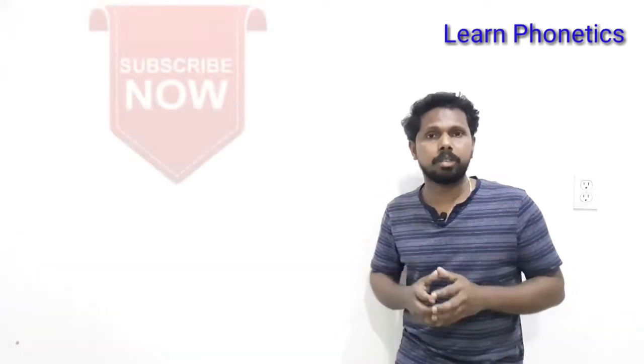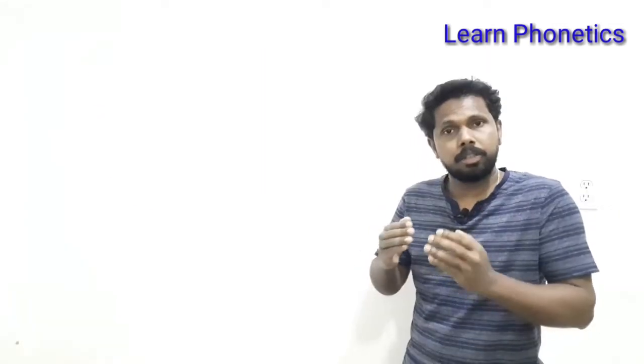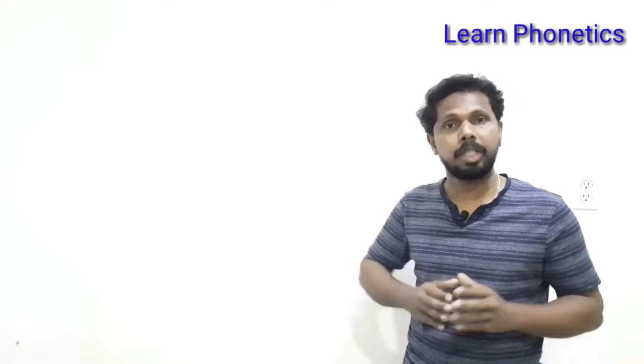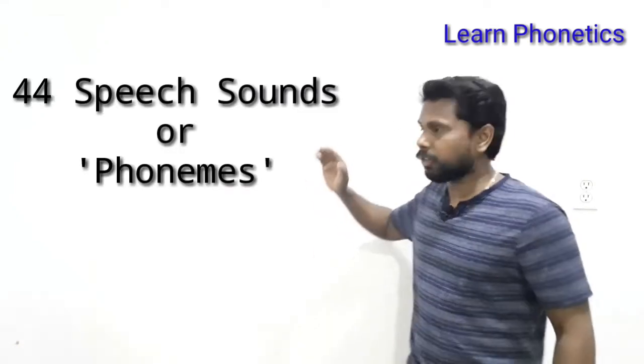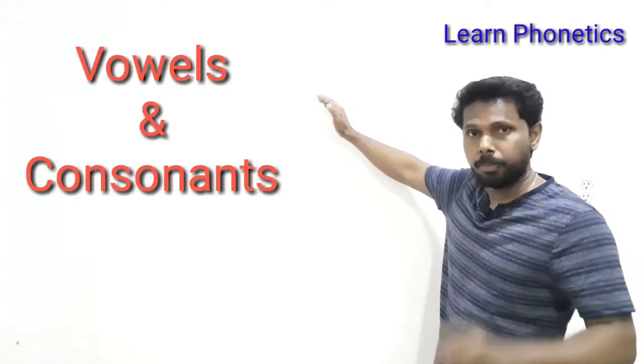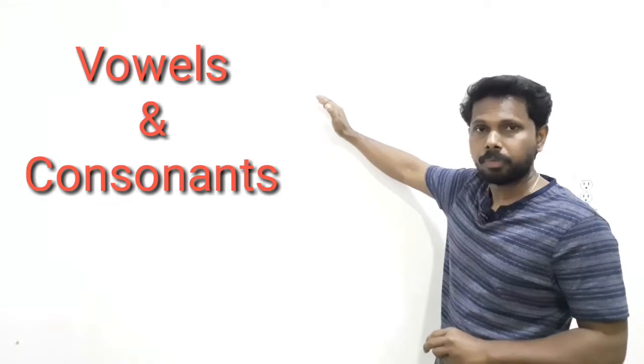That makes English something complex. For example, if we take Indian languages, the same letters are used for pronouncing, or are used as speech sounds. But in English, it is different. So these 44 speech sounds are categorized into two: vowels and consonants.